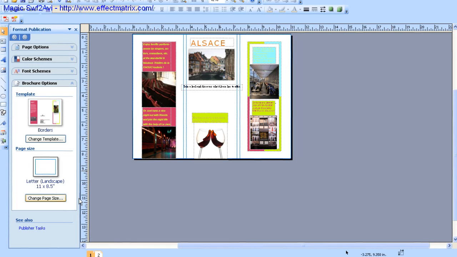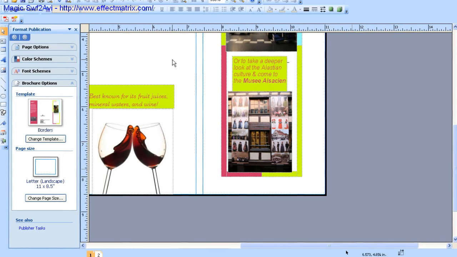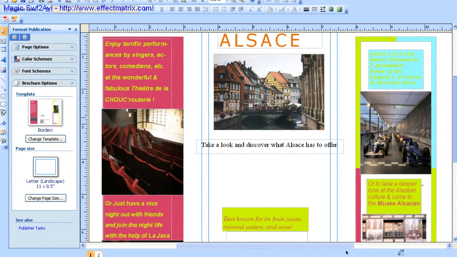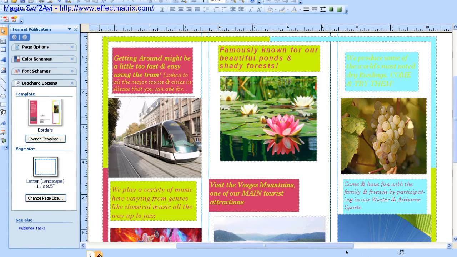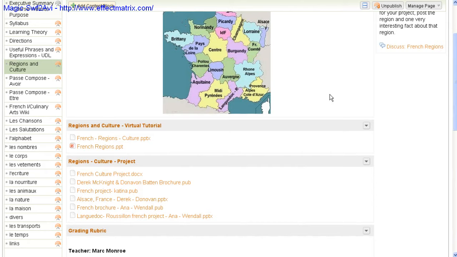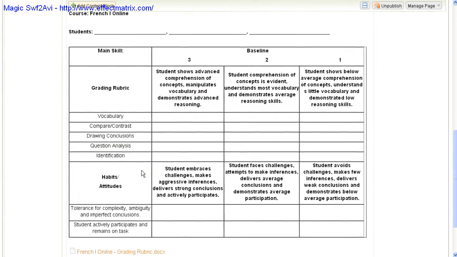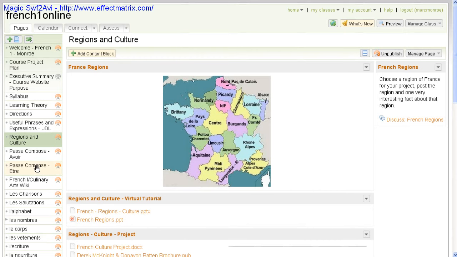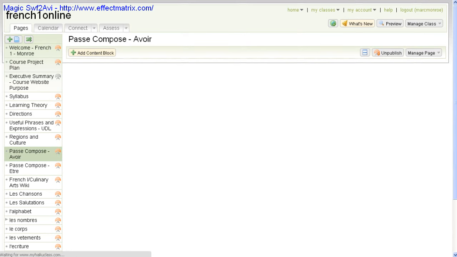And this is what their, so let's see, we can make this bigger. And you can see what the brochure will look like. Slide 1, slide 2. Interesting facts about the area, some pictures and about the whole section. And the PowerPoint follows. The grading rubric and then the lesson plans are at the bottom. And we're 231. This is Passé Composé Avoir.